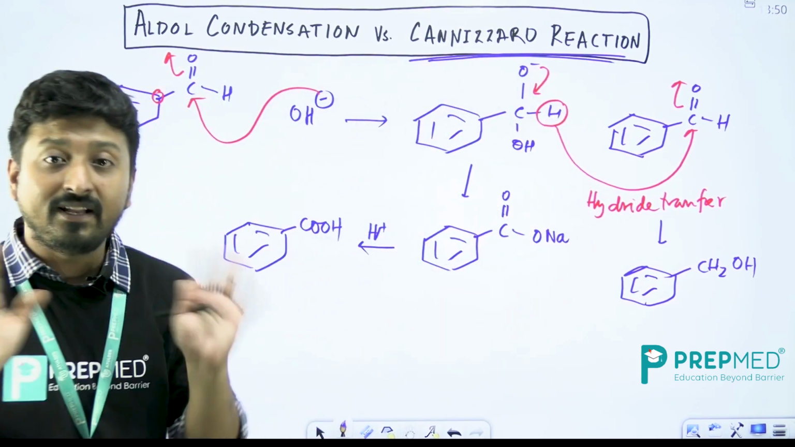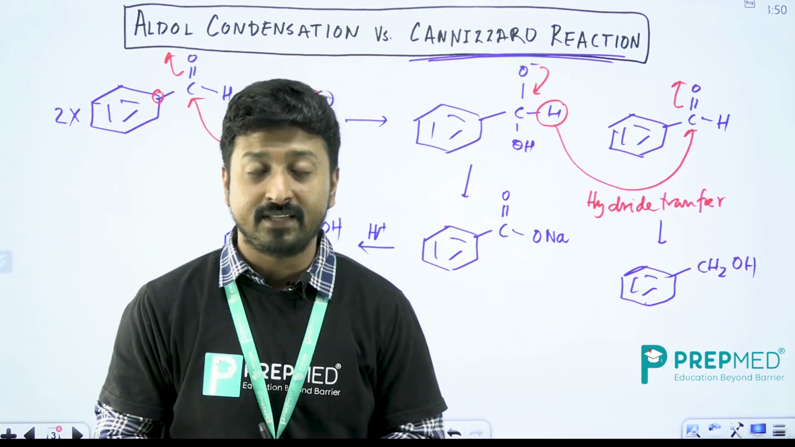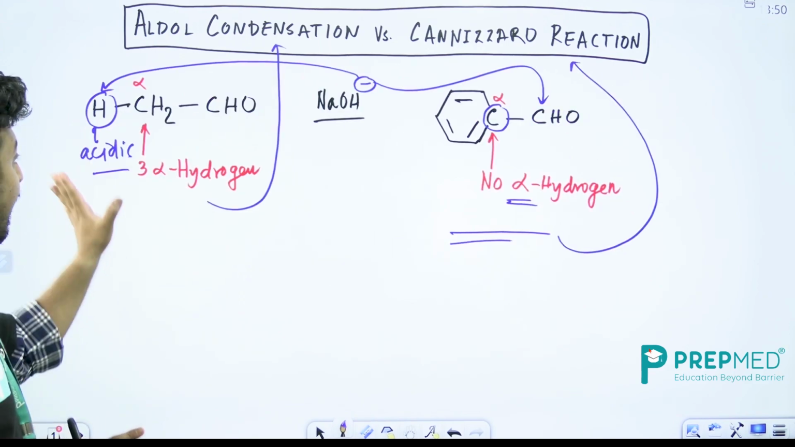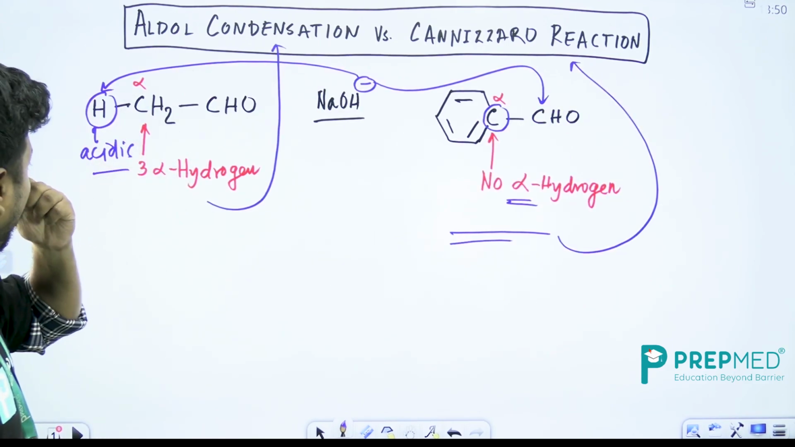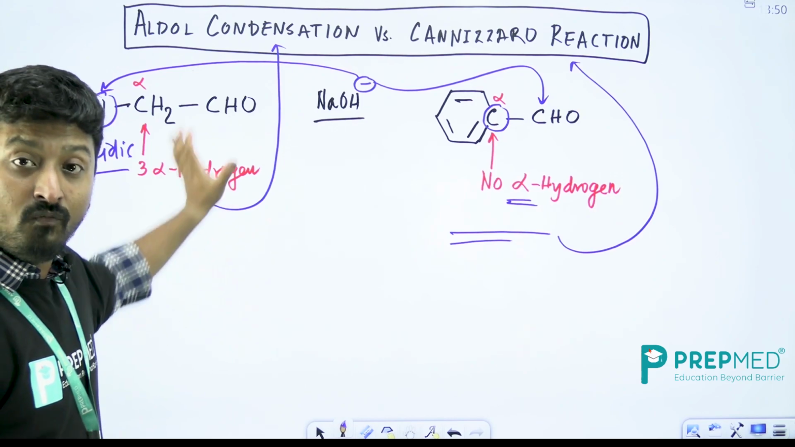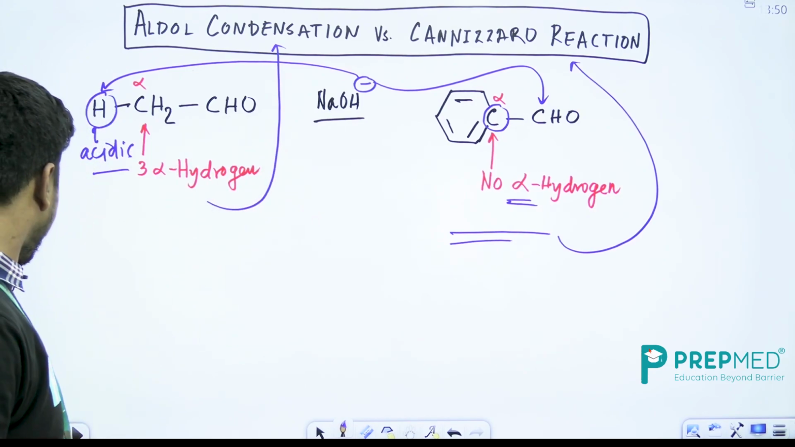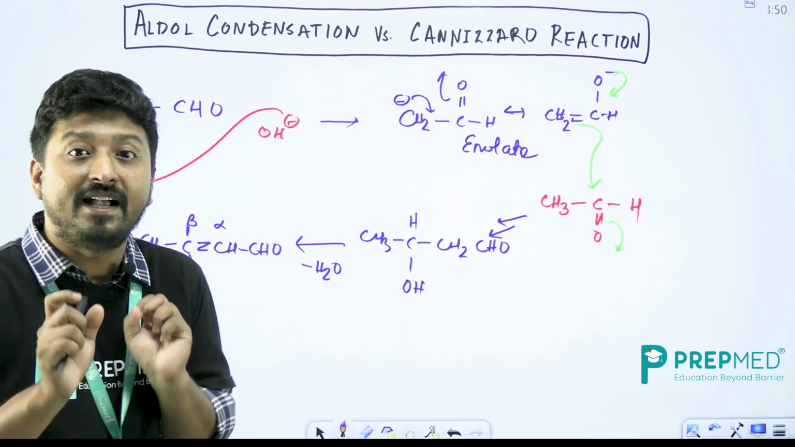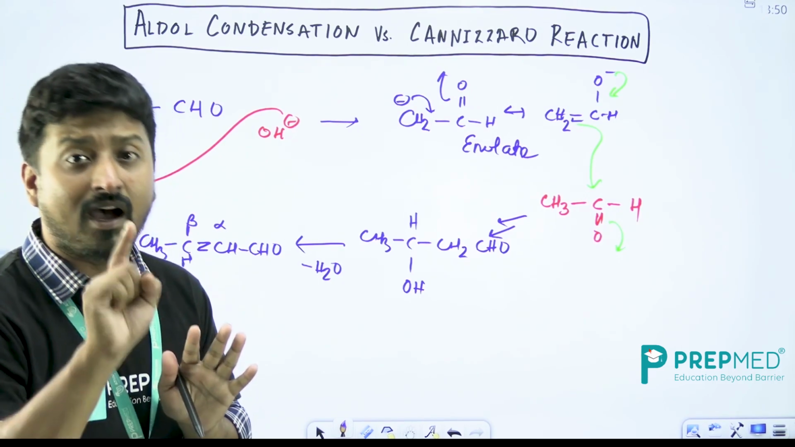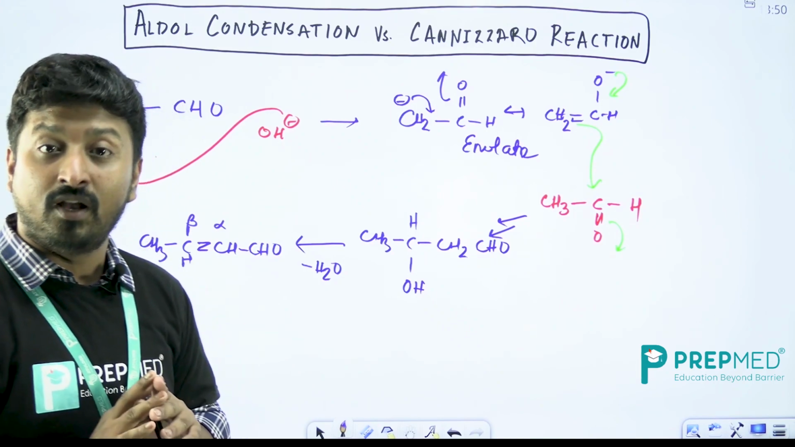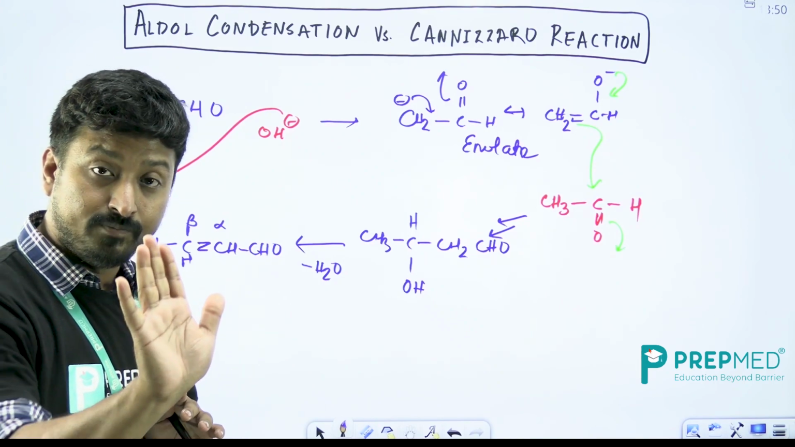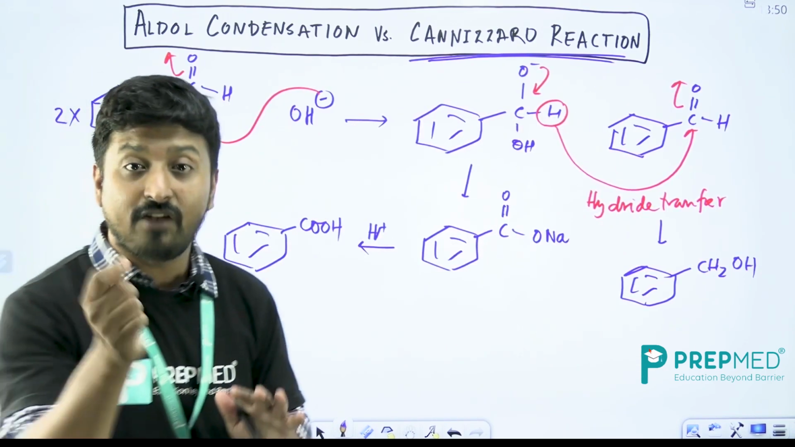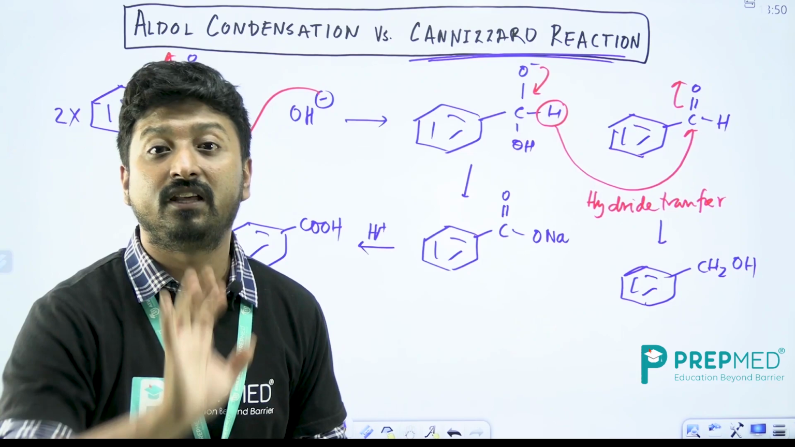Right. So finally, at the end of the day, what will be the message? The message is basically that if I have an acidic alpha hydrogen with respect to the carbonyl group, this molecule will give me the aldol condensation product, right? So you have to identify whether it is there or not. If even one alpha hydrogen is there, it will still give you aldol condensation. But if there is not a single alpha hydrogen present, straight away it will give you the Cannizzaro reaction.